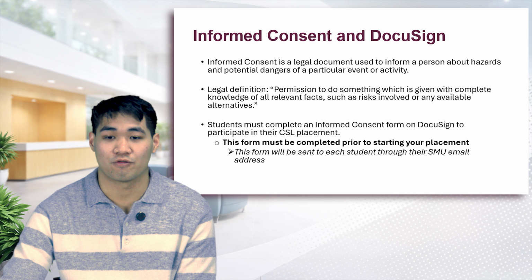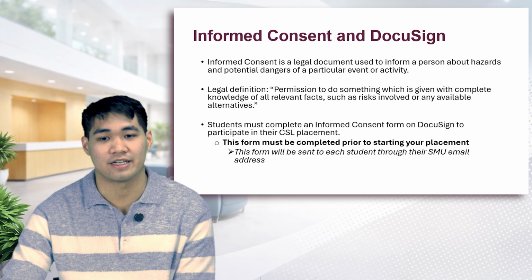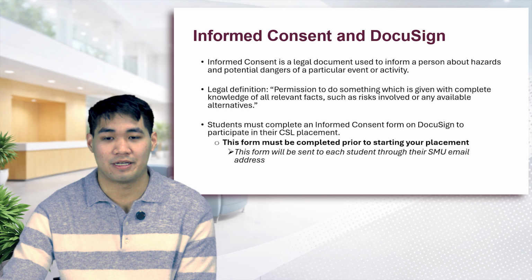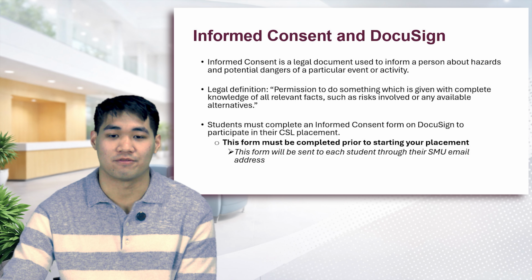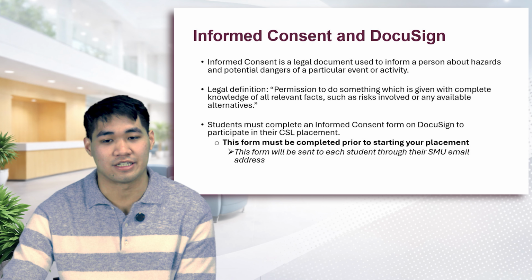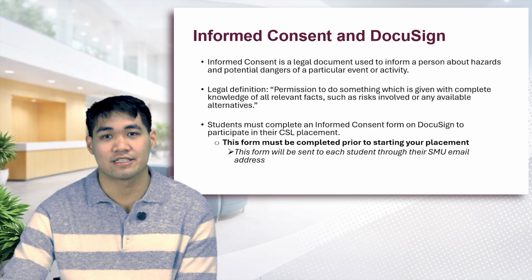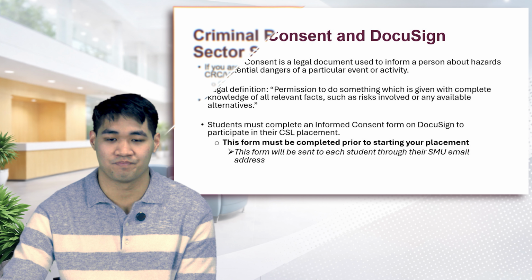Students must sign an informed consent form on DocuSign to participate in CSL, and this must be done prior to starting your placement. This form will be sent to your SMU email address, so please check your SMU inbox as well as your junk or spam folder. If you're under 18, your parent or guardian must sign the consent form. Please contact the CSL office before signing the form so that we can add them to it.